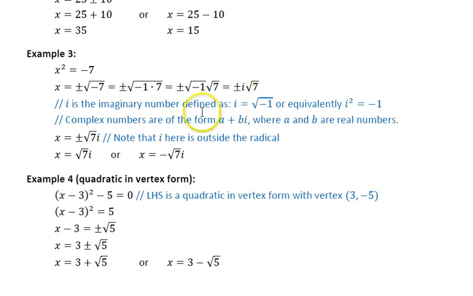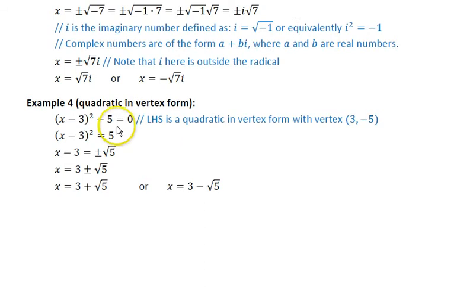Continuing here, because a plus bi is the standard form for complex numbers, with i on the right and the coefficient b on the left, we switch the order of i and the square root of 7 to make this plus or minus the square root of 7 times i. Note that the i here is outside the radical. It's not the square root of 7i, it's the square root of 7 times i. So our two solutions are the square root of 7 times i, or the other solution is negative square root of 7 times i. Both complex numbers.